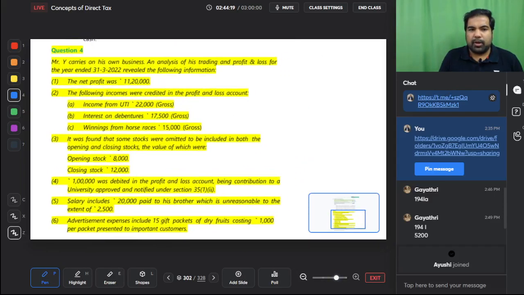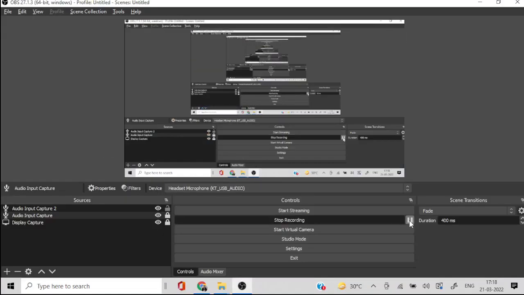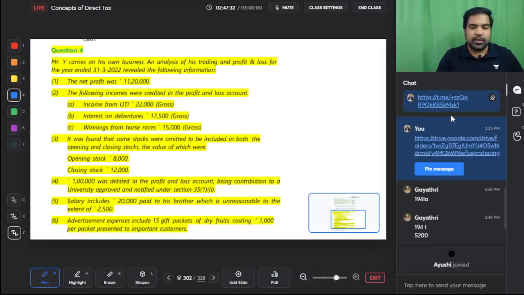Here we go, keeping it on the screen for a couple of minutes before we dive into the sum. Please have a look. This opening stock, closing stock is very important, again from an exam perspective sum. Alright, let's do this. Mr. Y carries on his own business. An analysis of his trading and profit and loss account for the year ended 31st March 22 revealed the following information. The net profit was 11 lakh 20.